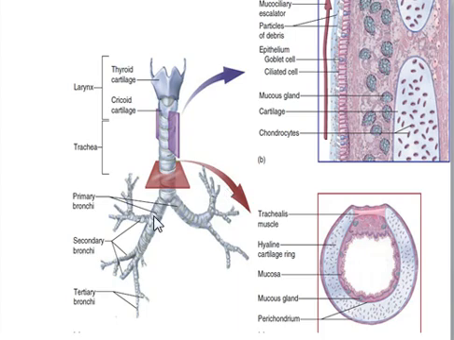You see, in the right lung, it gives three branches, while in the left lung, it gives two branches, because the left lung is smaller than the right lung. You see here, this is the primary bronchi and secondary bronchi and tertiary bronchi. This is what we call the bronchial tree.